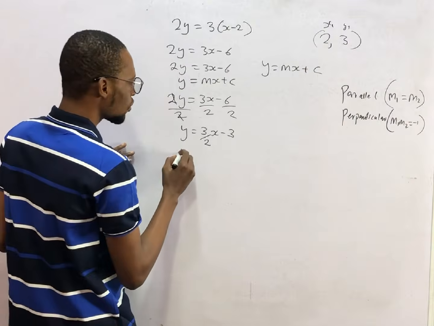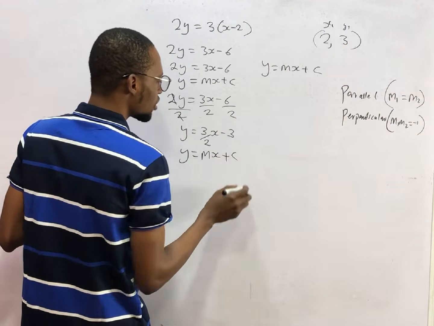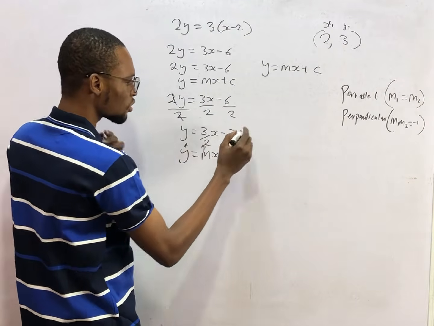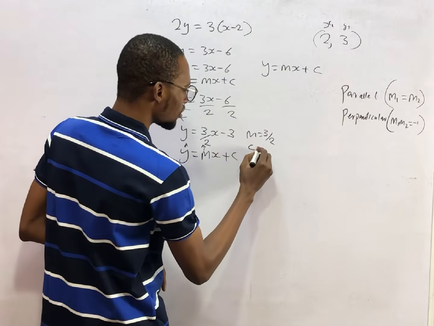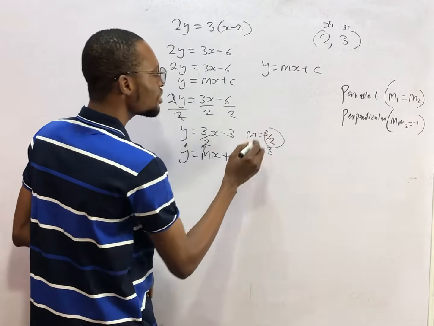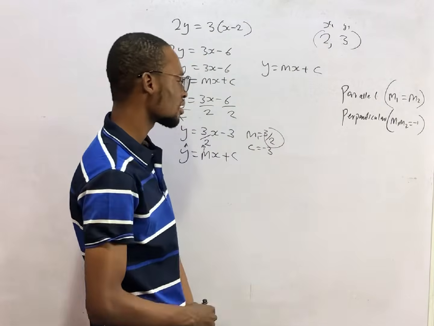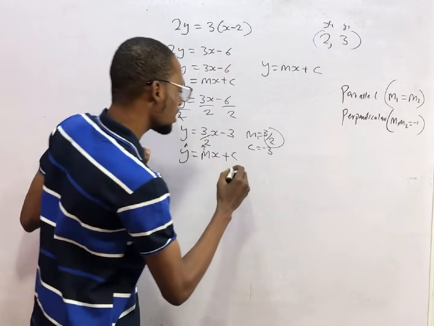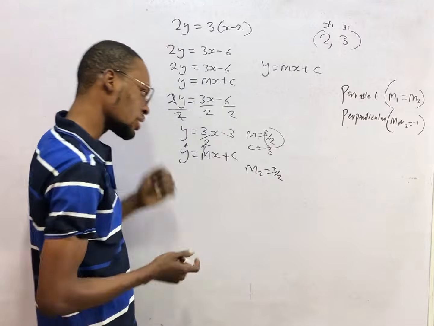Now, compared to Y is equals mS plus c, you agree with me that Y is Y, m is 3 over 2, and c is equals minus 3. m is the gradient, and this is the gradient of the first line. Since they said that the lines are parallel, it means the gradient of the second line is equals 3 over 2 as well.